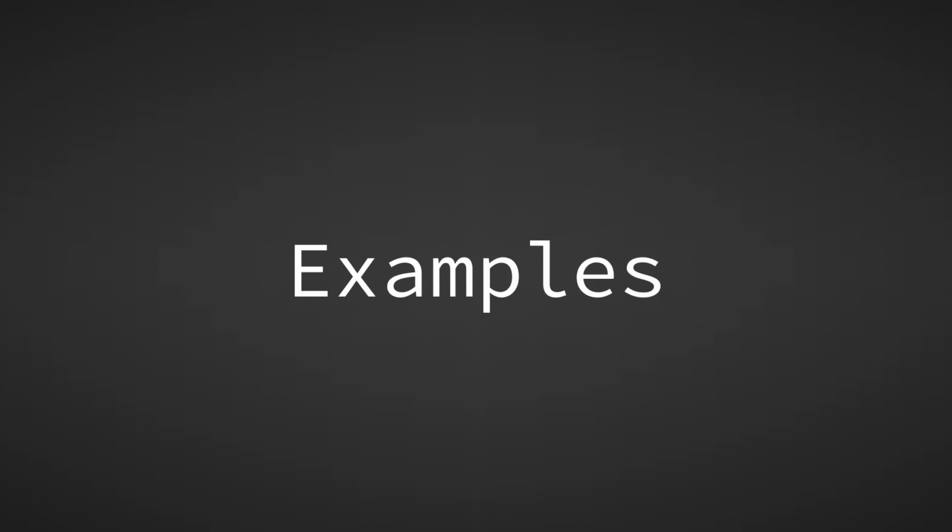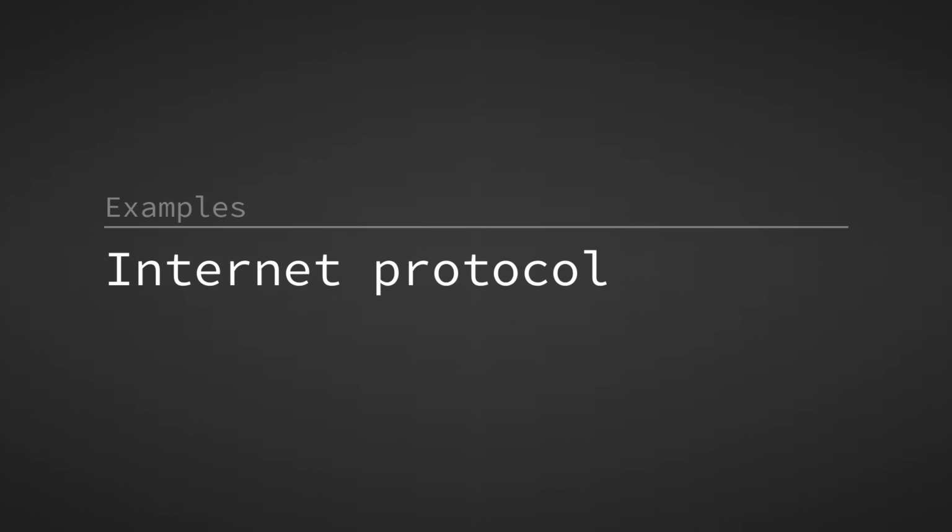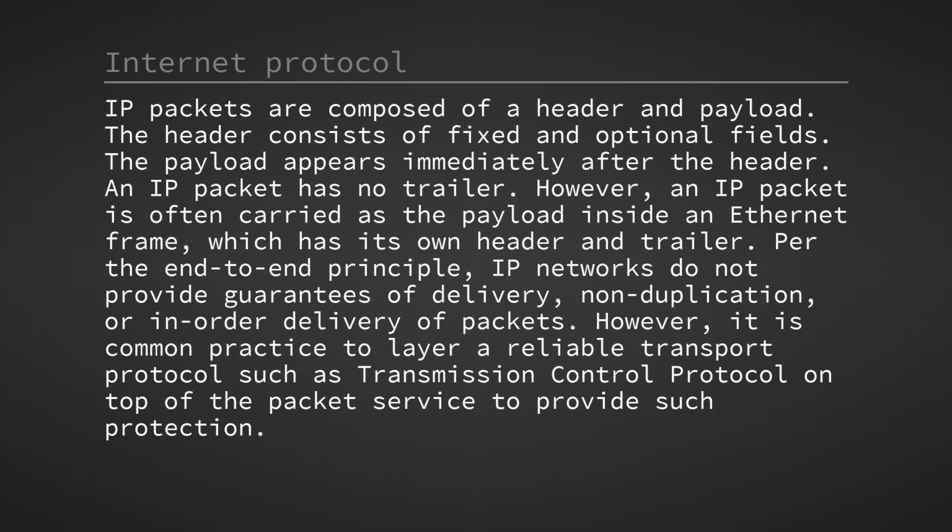Examples. Internet protocol. IP packets are composed of a header and payload. The header consists of fixed and optional fields. The payload appears immediately after the header. An IP packet has no trailer. However, an IP packet is often carried as the payload inside an Ethernet frame, which has its own header and trailer.